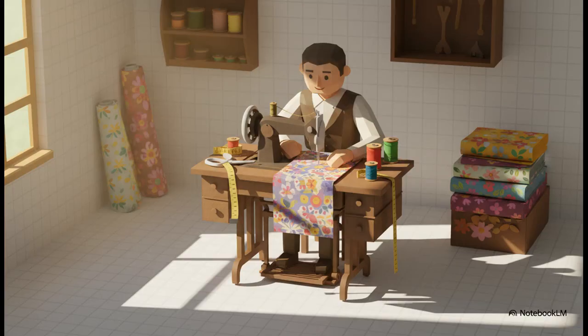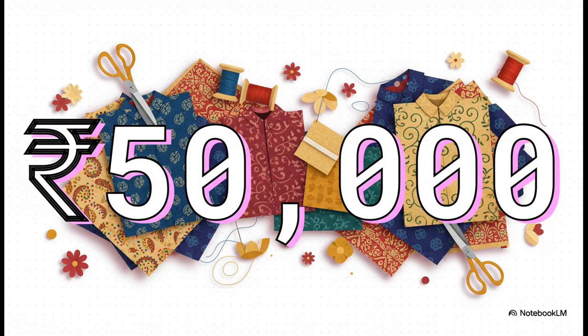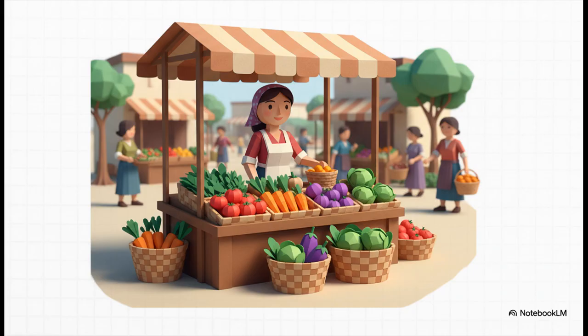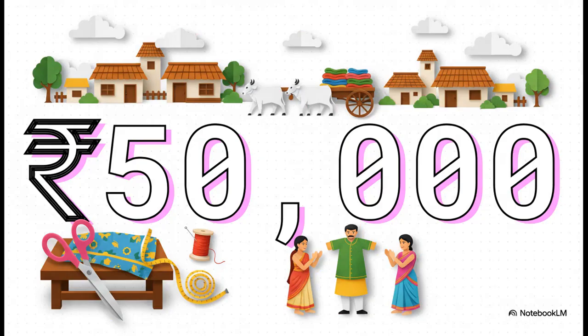Then we have our third villager, a tailor. Super important job, right? They're stitching new clothes, mending old ones for everybody in Anandpur. And over that same year, the total value of all their work, all the clothes they've stitched, comes to 50,000 rupees. And last but not least, we've got a vegetable seller. They're the one bringing all that fresh produce from the farm right into the village market for everyone to buy. And just like our tailor, their total sales for the year also add up to 50,000 rupees.